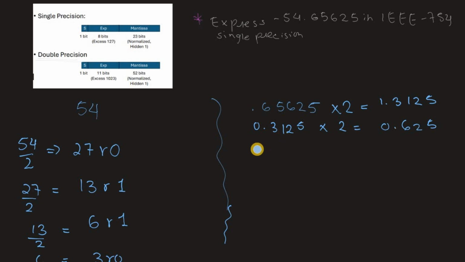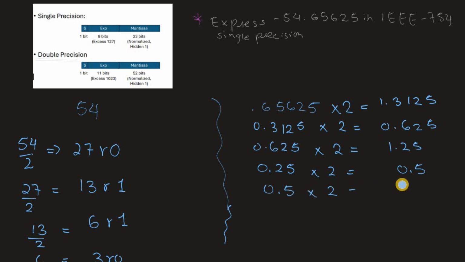Now we're going to take this 0.625, the decimal part, times 2 again, 1.25. We're going to keep repeating this step until we hit a whole number, okay. So now the decimal part, 0.25 times 2, we get what? 0.5. 0.5 times 2, and we finally get a whole number. And since we get a whole number, which is like 1.0, we stop.